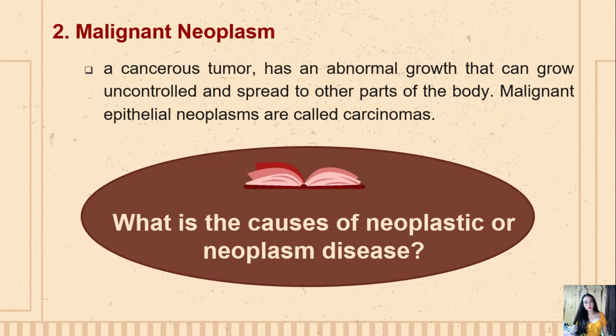Next on the list is the malignant neoplasm. So what is malignant neoplasm? This is a cancerous tumor that has an abnormal growth that can grow uncontrolled and spread to other parts of the body. Malignant epithelial neoplasms are called carcinomas. I'm going to tackle the causes of neoplastic or neoplasm disease. In general, cancerous tumor growth is triggered by DNA mutations within our cells.